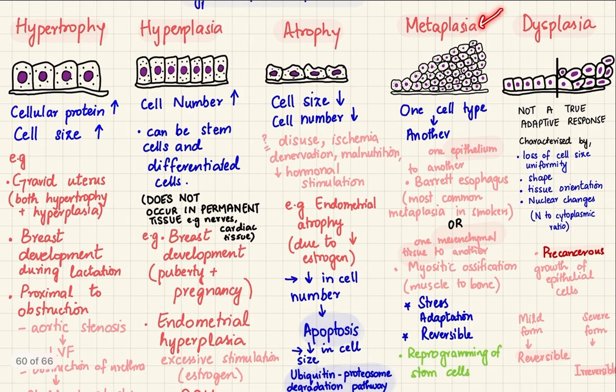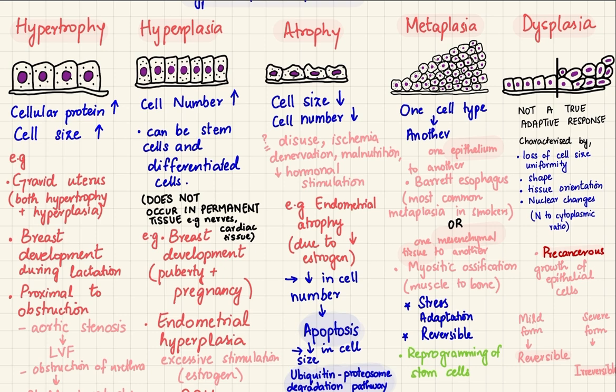Okay, now let's look at metaplasia. Now, metaplasia is the conversion of one type of cell into another, which is more suited to adapt to the new stress. Okay, so what can happen is that one type of epithelium can convert into another, or one type of mesenchymal tissue can be converted into another. So an epithelial metaplasia example would be Barrett's esophagus, and an example of mesenchymal metaplasia would be myositis ossificans, which is essentially muscle converting into bone.